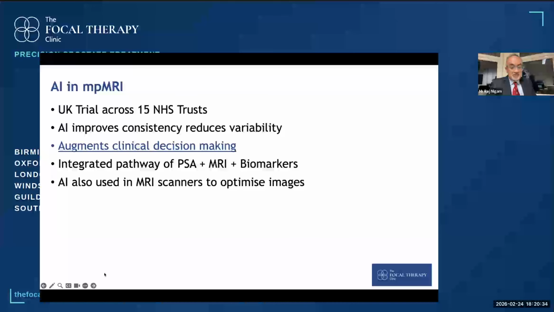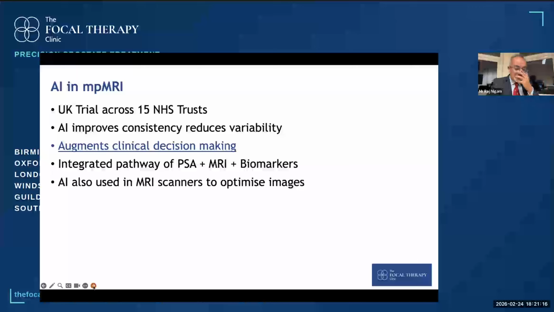What about AI? Barely a talk goes by now in medicine without AI being introduced in some form or another. AI is already here. There's a UK trial going on at the moment across 15 NHS trusts, whereby it is aiding or augmenting the clinical decision making in terms of MRI readability. And the radiologists are at the forefront of this technology in utilizing AI. There are some MRI scanners which already incorporate AI to try and improve the quality of the actual imaging. And this will only increase.